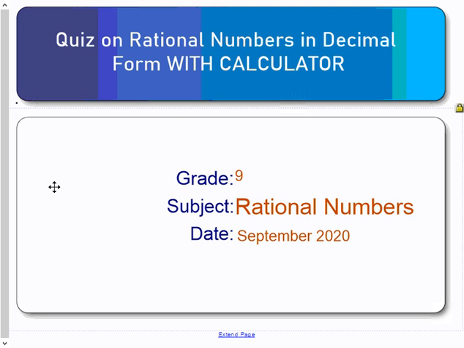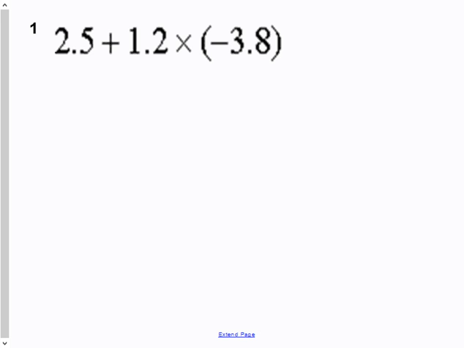Okay, this is grade 9. This is your 3-question formative quiz on operations of rational numbers in decimal form with a calculator. For this particular quiz, we have 3 questions, all applying order of operations. Your goal is to estimate first and then calculate.